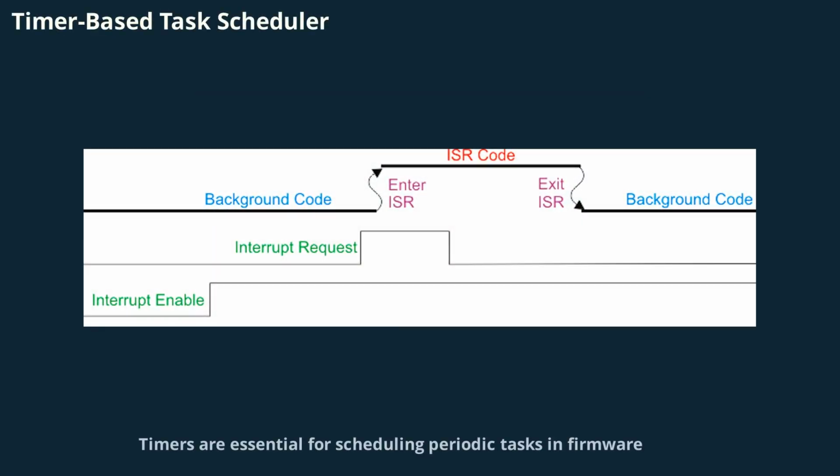Timers are essential for scheduling periodic tasks in firmware. By configuring a timer to generate interrupts at regular intervals, you can implement a simple task scheduler. For example, a 1 ms system tick can be used to trigger tasks every 10 ms or 100 ms. This approach enables precise timing and efficient resource utilization, which are critical for real-time embedded applications.